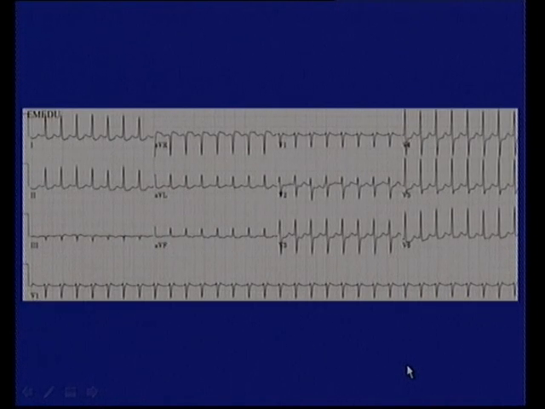Right. This ECG, please. Somebody, anybody.